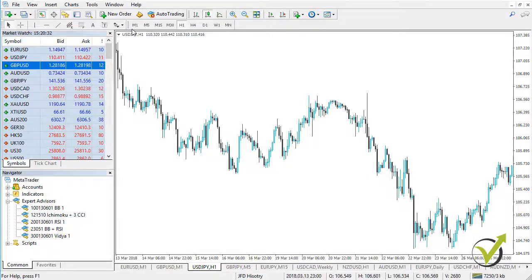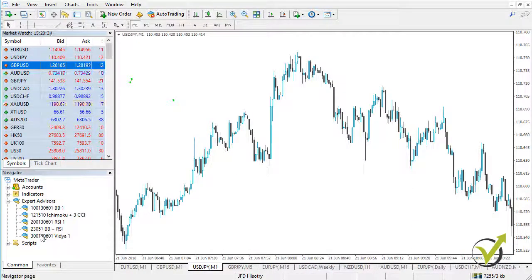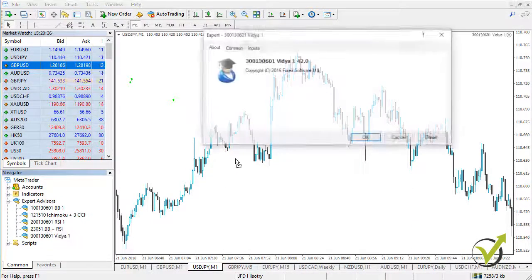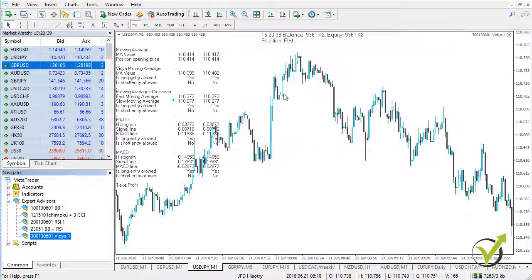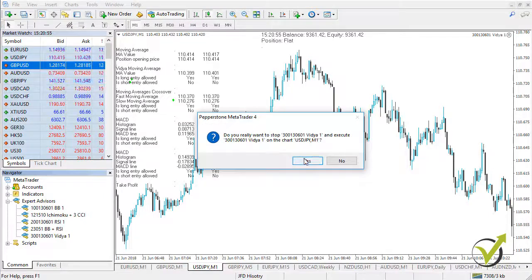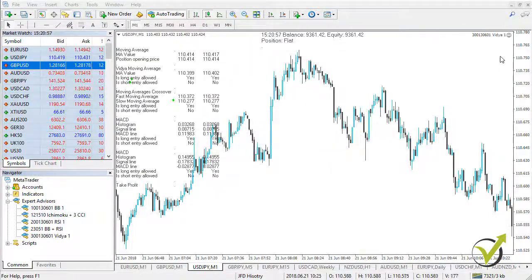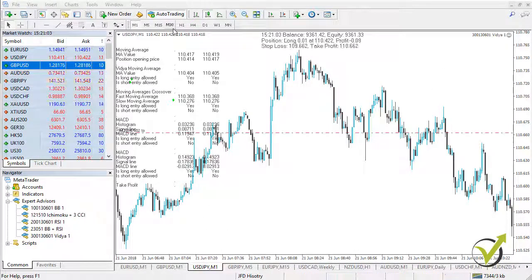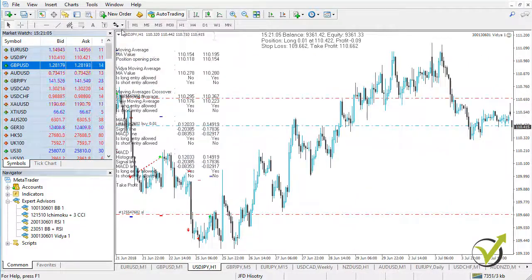So if I go back now to M1 and I drag this expert advisor over it, you will see that it will be working just fine. Of course, I need to make the auto trading enabled, so I will have the smiley face. So one more time, I drag it over the chart and I will have the smiley face, which means that there are enough bars on M1, on M30 and on H1.